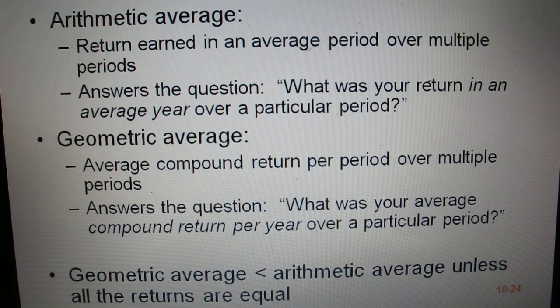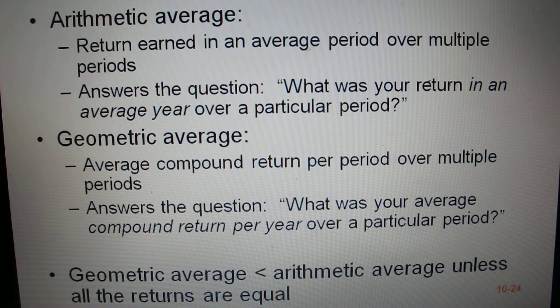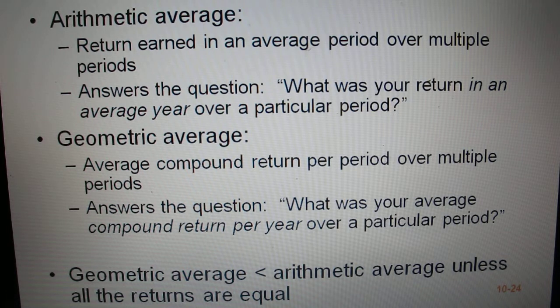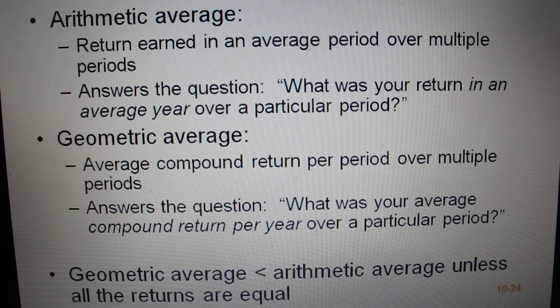The film ran out. But we were talking about the arithmetic mean versus the geometric mean, and we're very used to the arithmetic average, so I'm not going to get too in depth into that. I already discussed it. The geometric average is the average compound return per period over multiple periods. And this is going to answer the question, what was your average compound return per year over a particular period? The geometric average will be less than the arithmetic average unless all returns are equal.